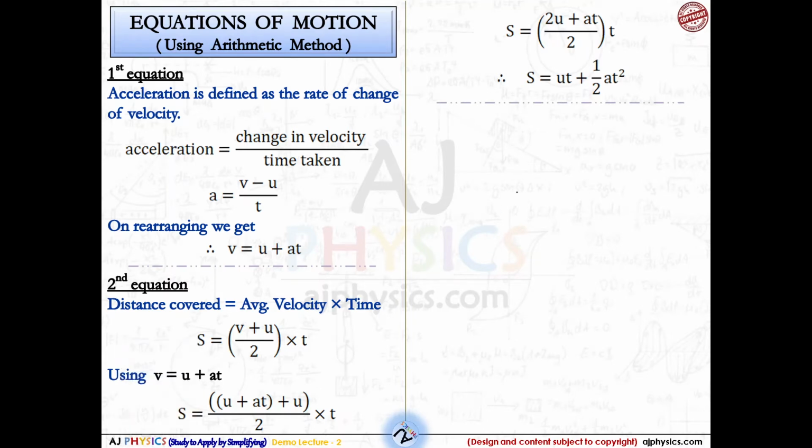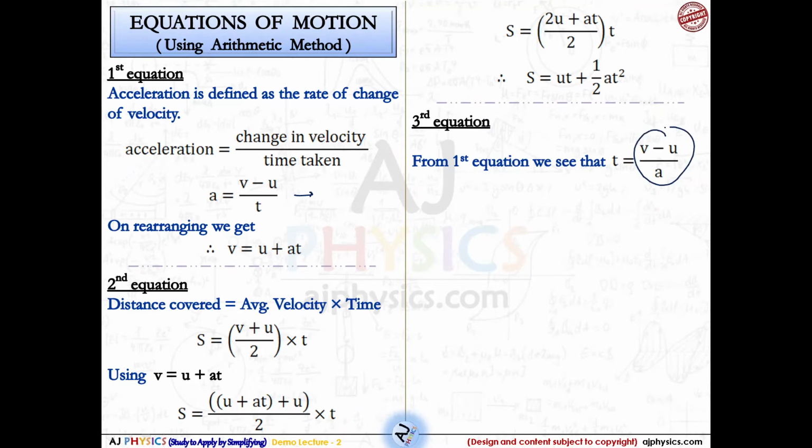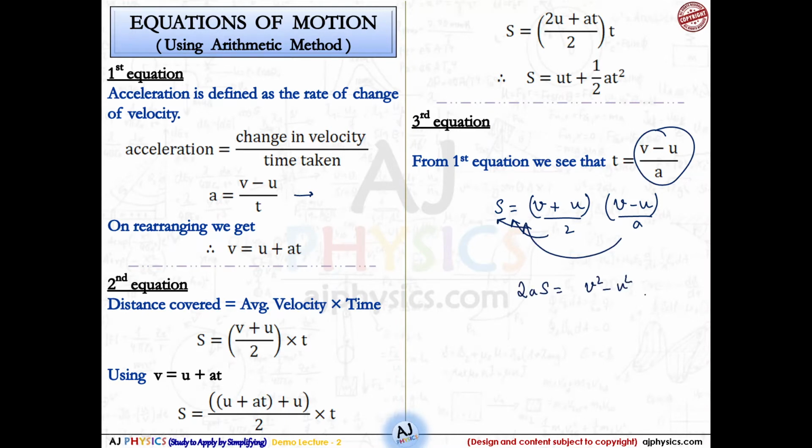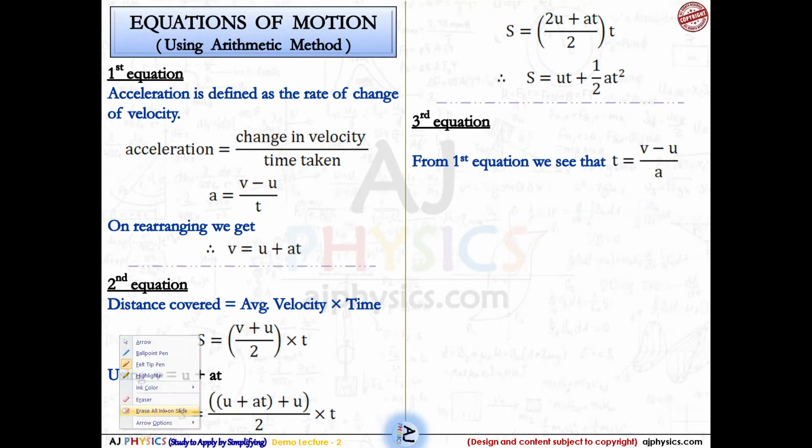Now to get the third equation of motion, what we can do is we can calculate the time from here, which is v minus u by a. And if you want to go with the easy method, this will be v plus u multiplied by v minus u divided by a, and you can directly solve this. 2 will go here, a will go on this side. So this will be like 2as is equal to v square minus u square. So this is like derivation of the third equation of motion in one step.